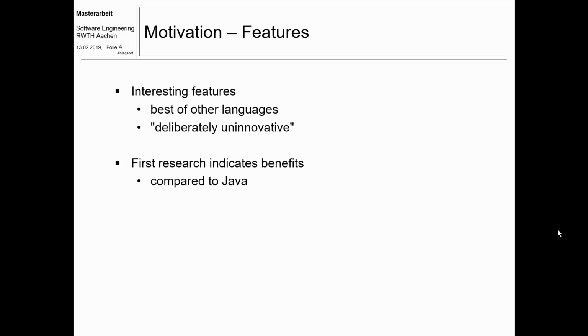And although there isn't much research yet on the Kotlin programming language, the little research that does exist seems to indicate that it does actually have benefits compared to Java. So this refers to code quality, but also to code conciseness. So basically saving lines of code to express the same kind of program. Okay, so much for the motivation.